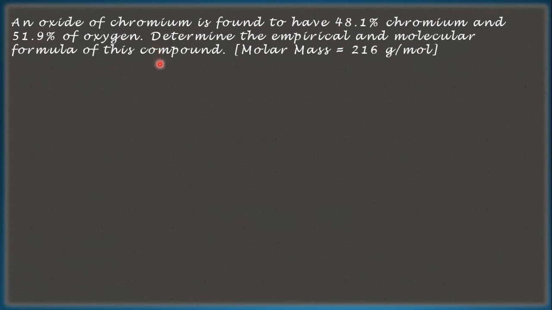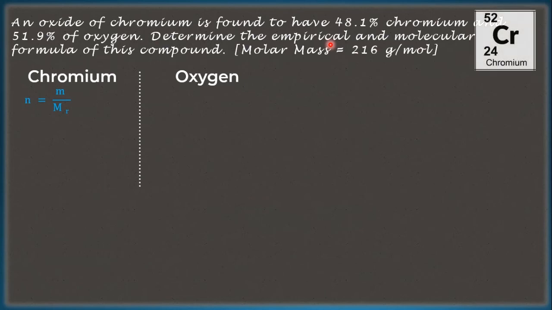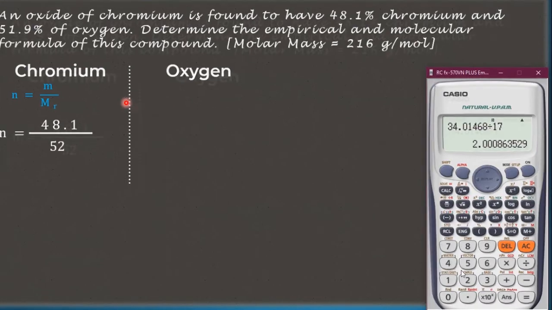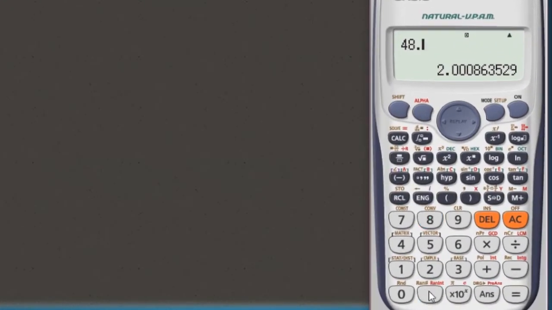Well, the empirical formula is not something difficult. By now, we just get this percentage and treat it as mass. Chromium is 52. We perform the division on our calculator and we have the number of moles for chromium. You can see it's 0.925.